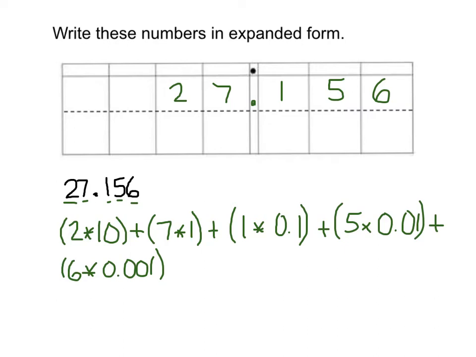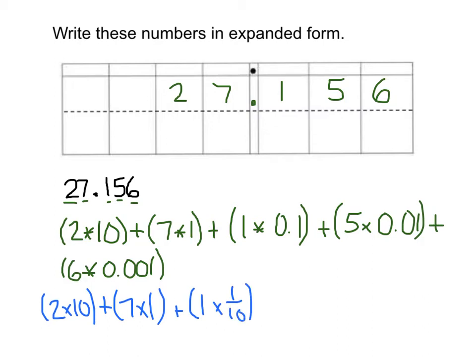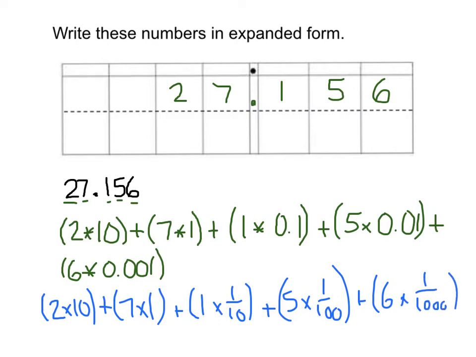Now I did say that there was another way to do this. The first whole number part is exactly the same. I have 2 groups of 10 plus 7 groups of 1. Now when I go to the decimal part, I can do it as a fraction: 1 group of tenths plus 5 groups of hundredths plus 6 groups of thousandths. And so that would be that problem there.